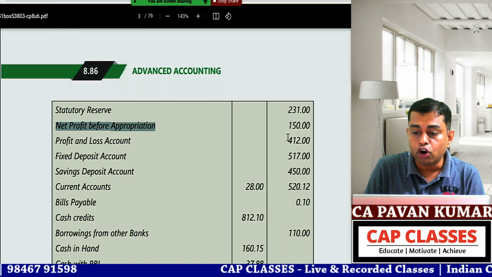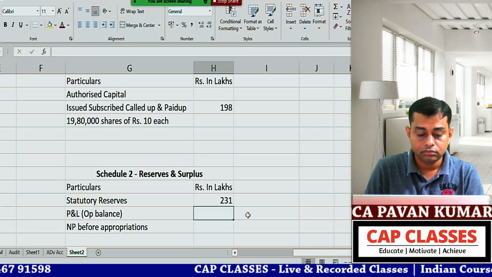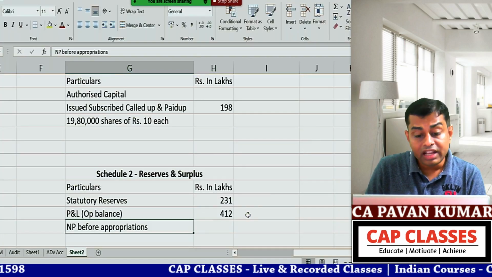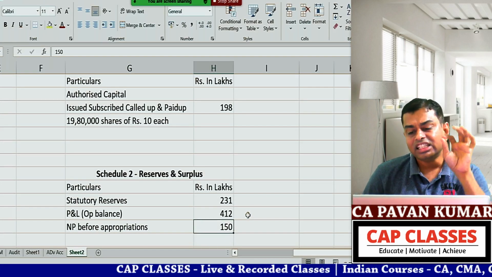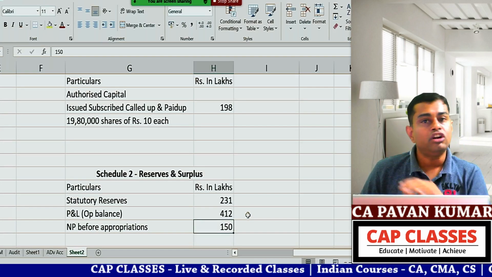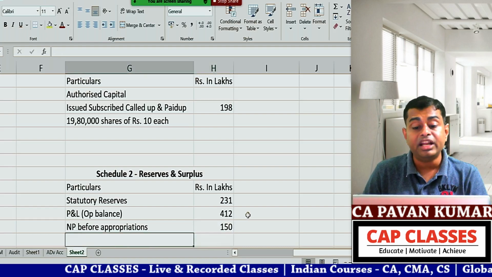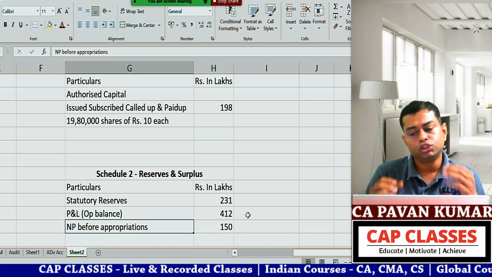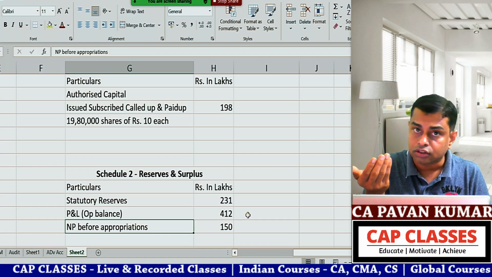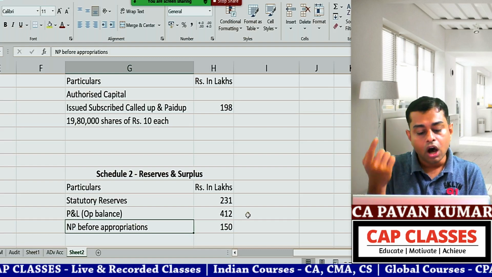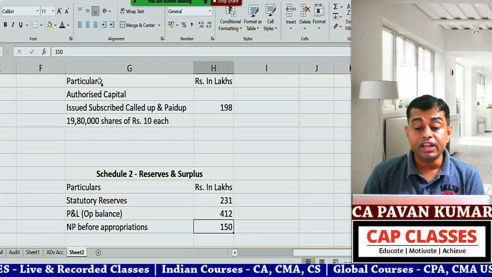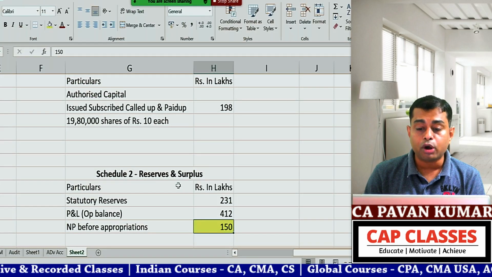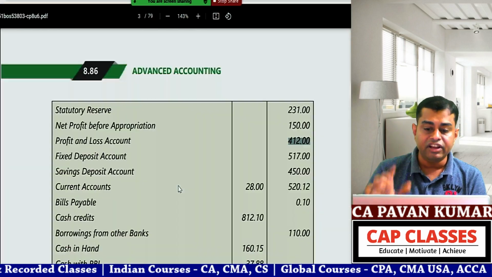P&L opening balance 412 they have given, correct? Yes, sir. 412. So here net profit before appropriations 150 they gave, no? Some adjustment will be there. Current year transfer to reserves will be there from the P&L. This is current year profit. So they might have done one working note also. Either it can be shown here or it can be shown in a working note. We'll see it later. 150, we are just noting that it is before appropriations. If something comes, then we'll hit this 150.